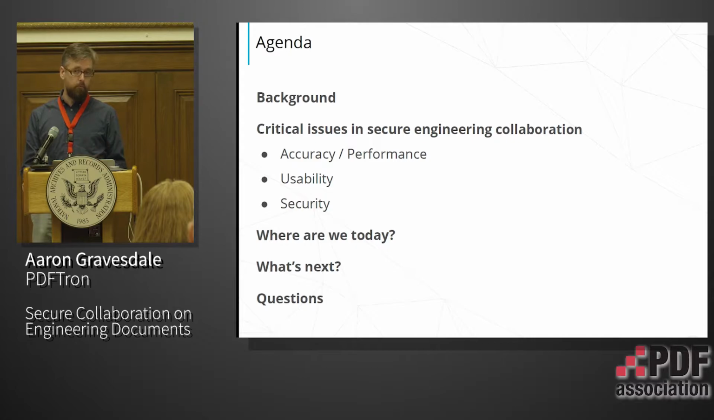First of all, accuracy and performance, and those are grouped together because there's often a trade-off between accuracy and performance. Usability, because there are specific usability issues that come up in construction and engineering that might not be in other contexts. And then security, because of course, tautologically, secure engineering collaboration requires security itself. So we're going to discuss where things seem to be today in the industry from what we're hearing from people and where we think things might be going in the near future.